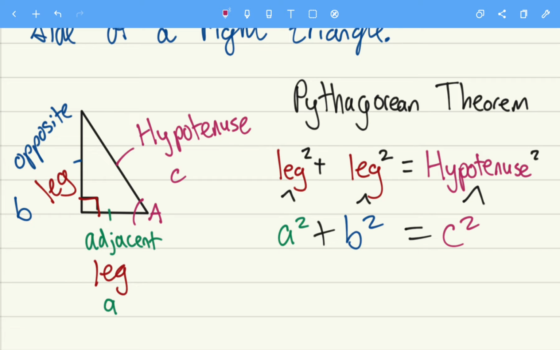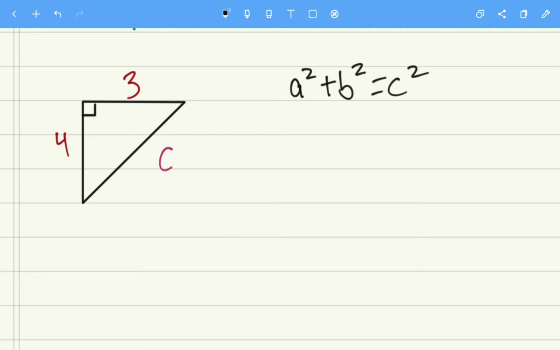Now I'll go ahead and link a video in the description below that goes through a proof of this in case you would like some more background information. But in this video, I'm just going to show you how to use the Pythagorean theorem to solve for a side of a right triangle. So now let's look at our first example.